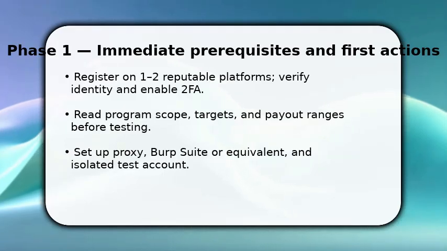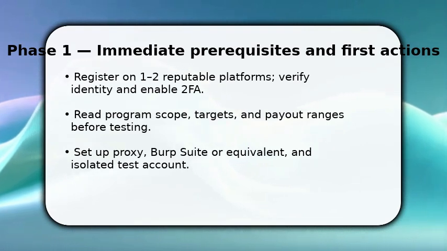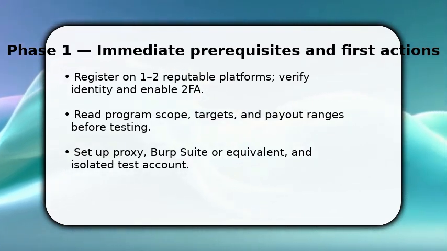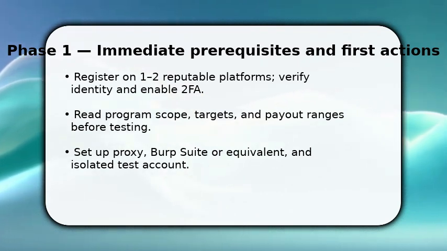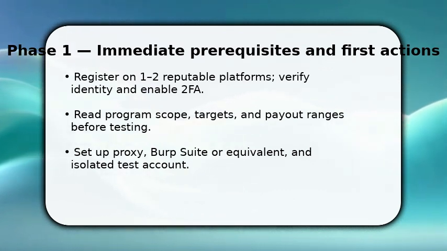You begin by choosing a program and taking immediate, precise actions. Register, verify your identity, and enable two-factor authentication so your account is locked down. Once done, read the program scope and rules. This prevents wasted work and bans.